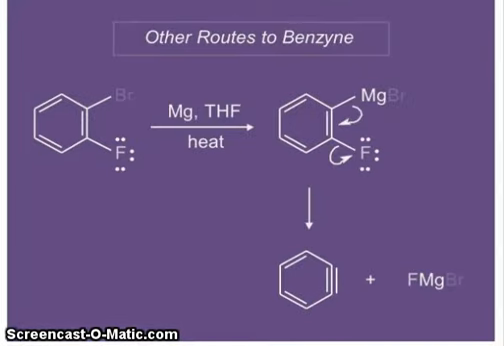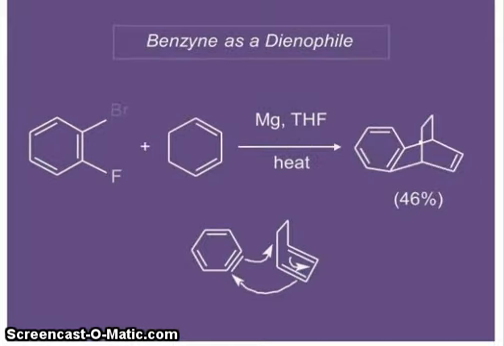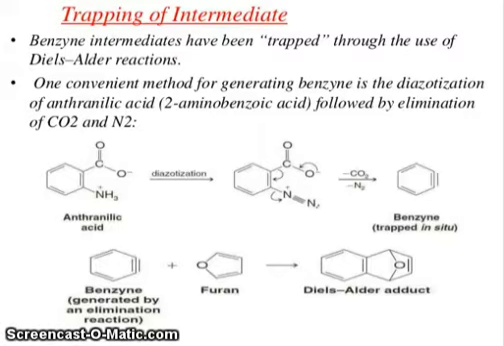Now other routes to benzyne are like this. You can see the formation of benzyne and the formation of products. Trapping of intermediates: benzyne intermediates have been trapped through the use of Diels-Alder reactions. One convenient method for generating benzyne is the diazotization of anthranilic acid, followed by elimination of CO2 and N2. So diazotization forms benzyne, and benzyne reacts with furan forming Diels-Alder products.